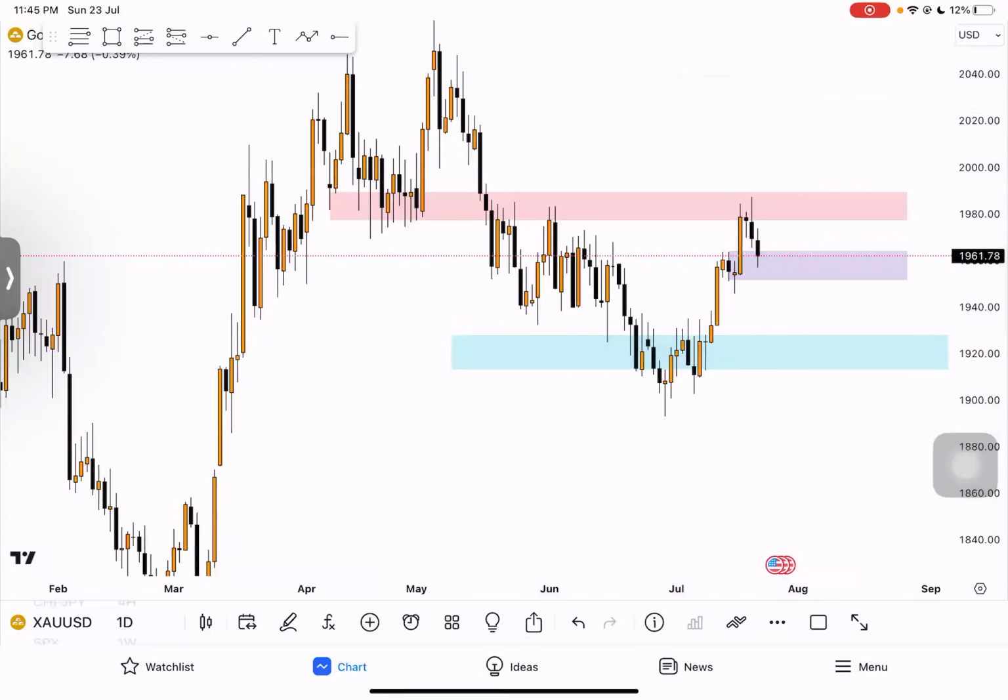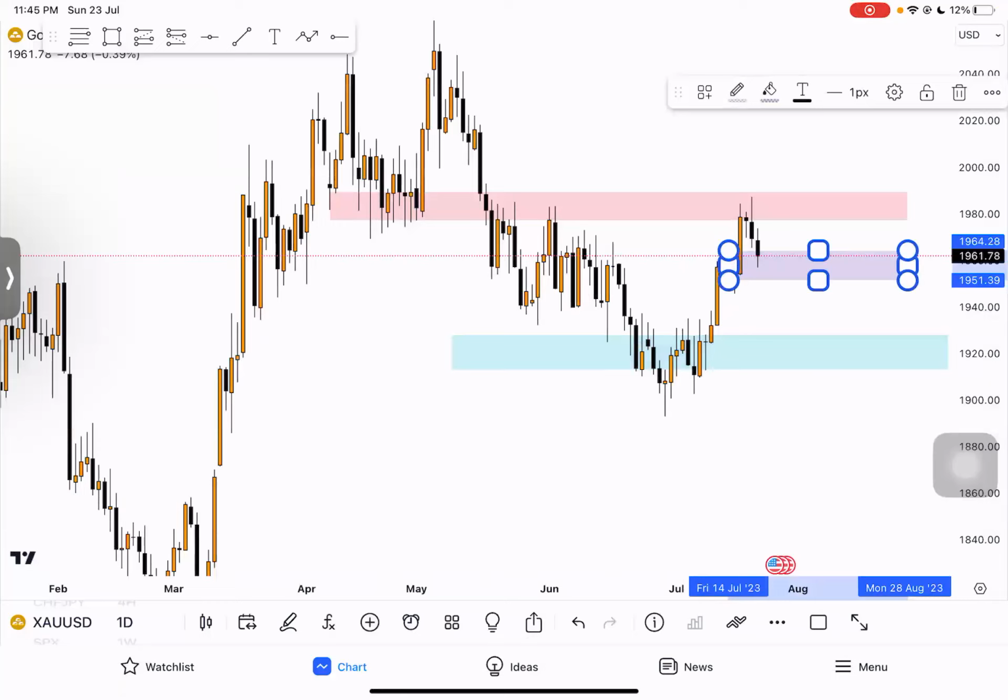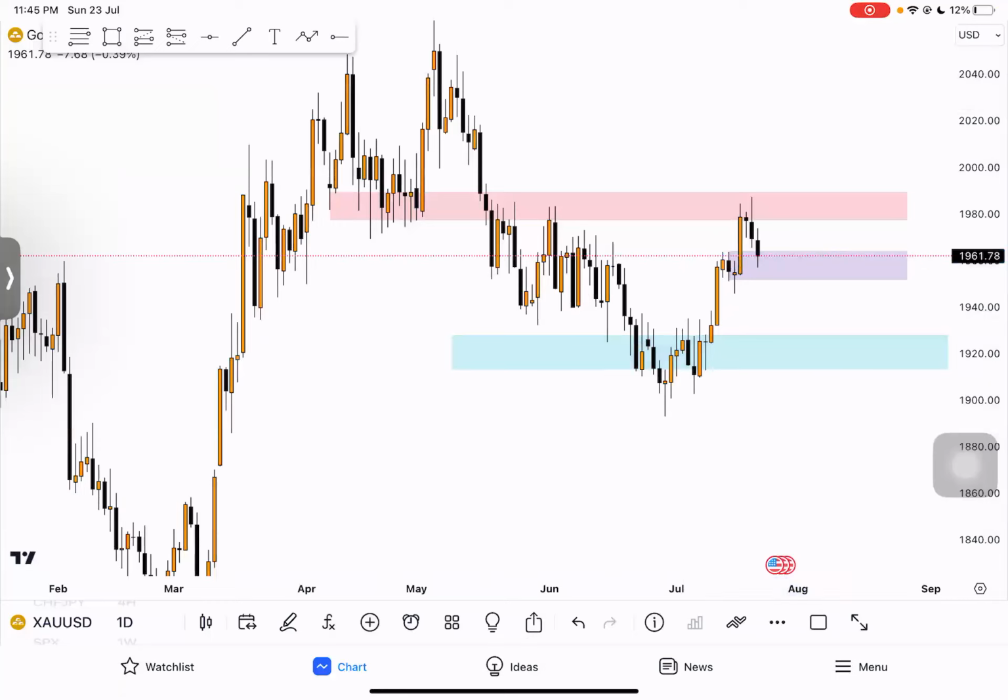So in daily, we can see it's still a downtrend. It didn't create a new high, so we just wait for it to create the new low. Will you alert us if the structure changes to bullish? Yes, I will always alert you guys in the channels.